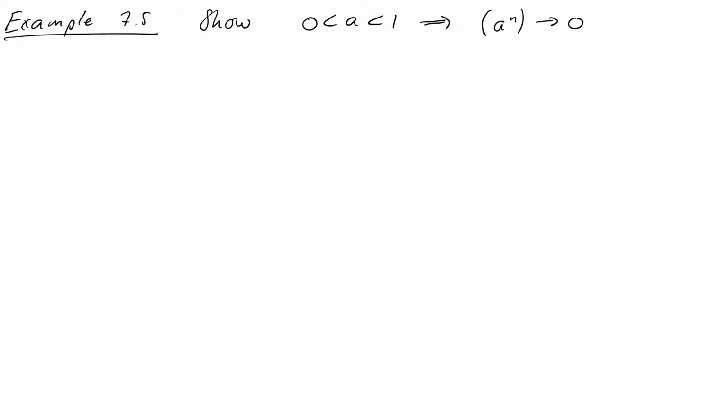We'll look at the sequence a to the n. So we've got a is the first one, then a squared. Now a is going to be greater than a squared because we're just multiplying two inequalities together.